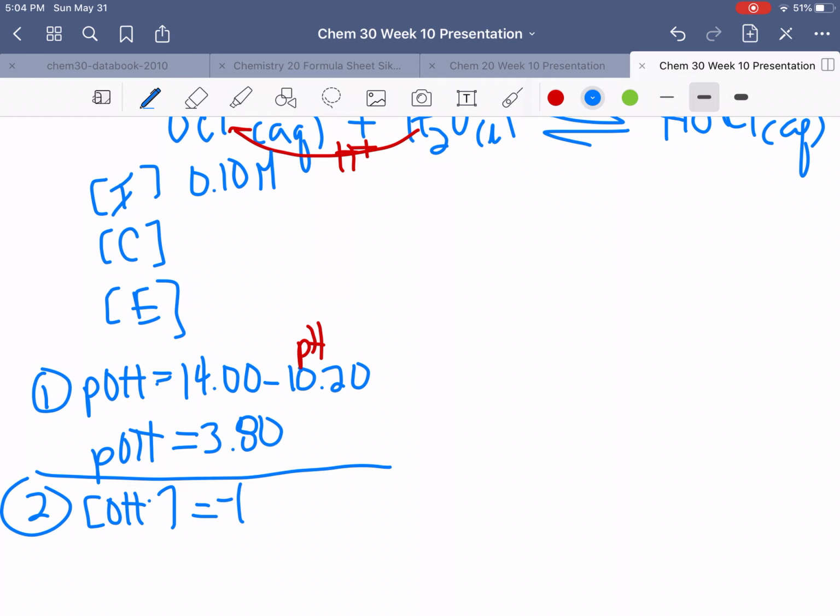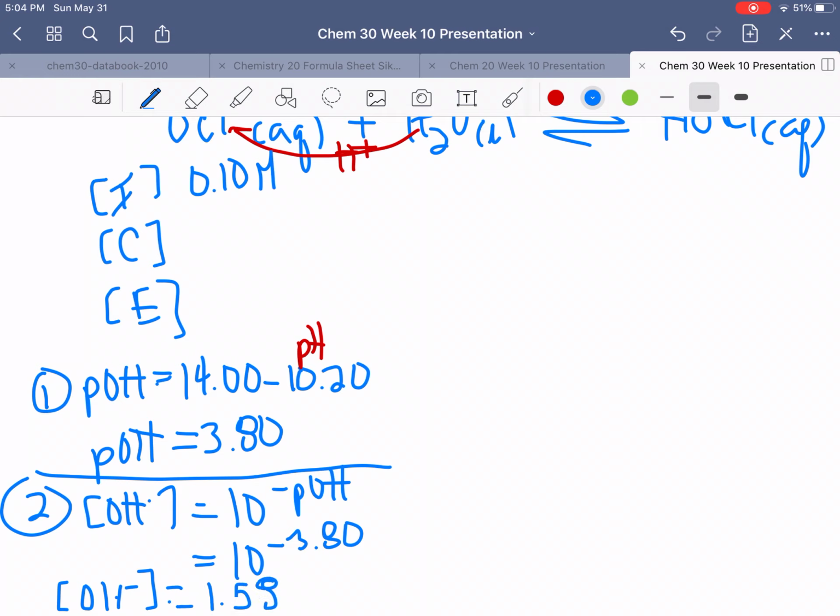Hydroxide is equal to 10 to the exponent of the negative pOH, which equals 10 to the exponent of negative 3.80. And don't round, we're going to use this. The hydroxide concentration is equal to 1.5848 ... times 10 to the negative 4 moles per liter.